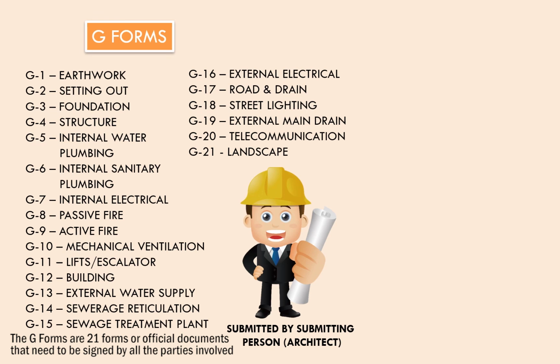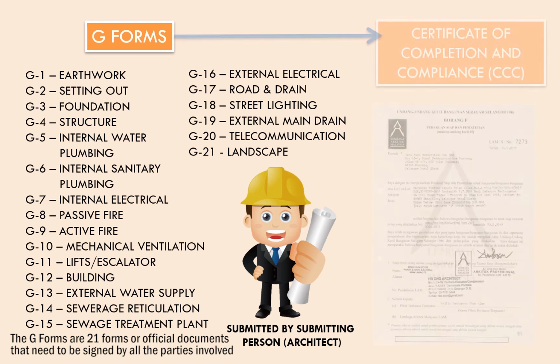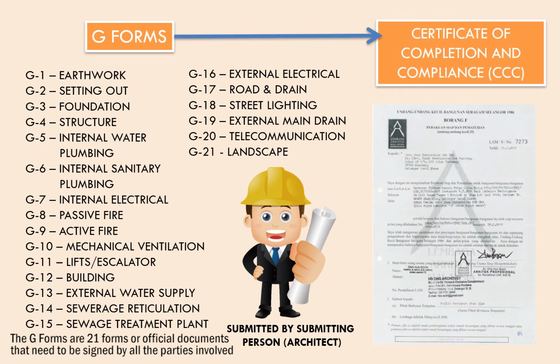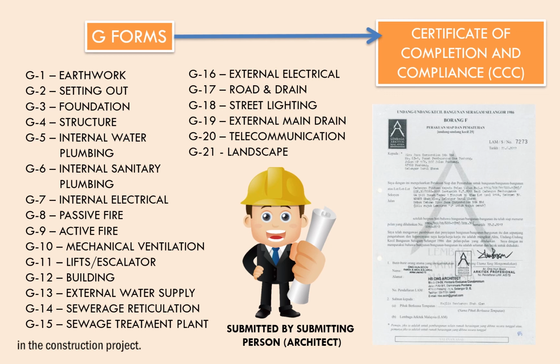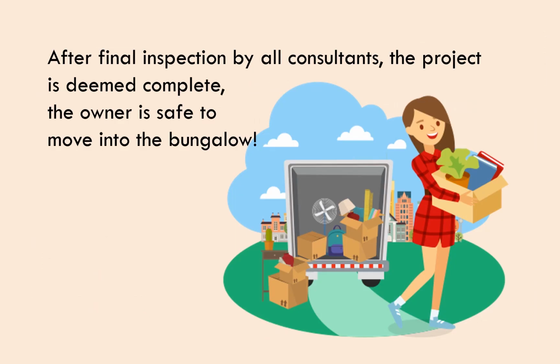The G forms are 21 forms or official documents that need to be signed by all the parties involved in the construction project. The CCC is a certificate to approve that the bungalow is safe and ready for occupancy of Mr. Teo and his family. After the final inspection by all the consultants, the project is deemed complete and Mr. Teo can move into the bungalow.